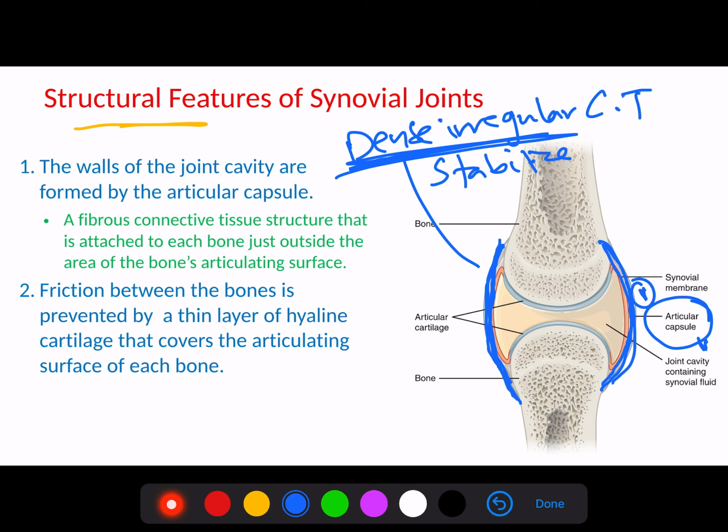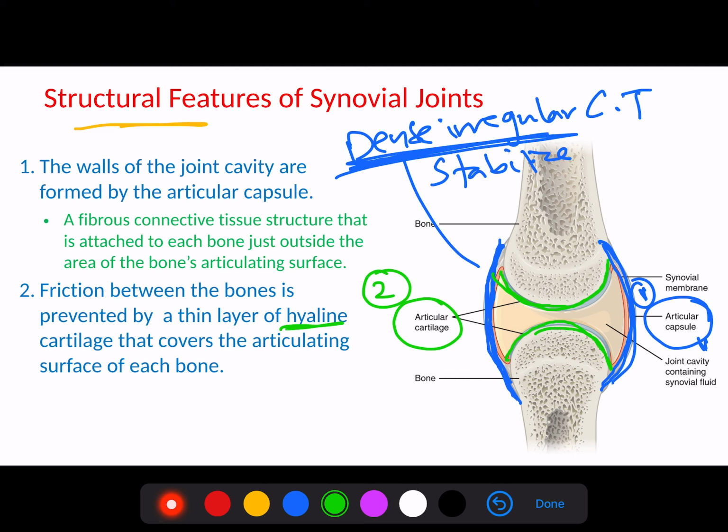Now, this is one. The second feature is that the ends of the bones are covered with articular cartilage. So the friction between the bones is prevented by the articular cartilage. Most of the time this is hyaline cartilage. So the bone ends are always covered with hyaline cartilage.